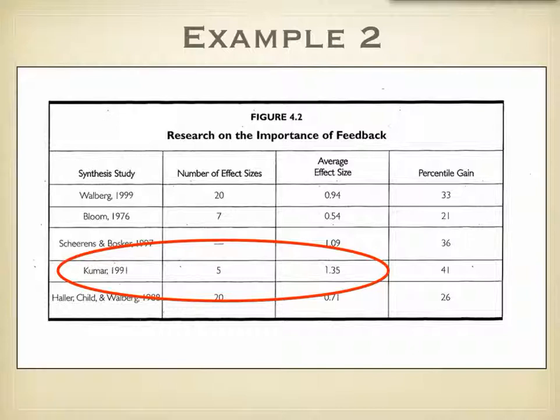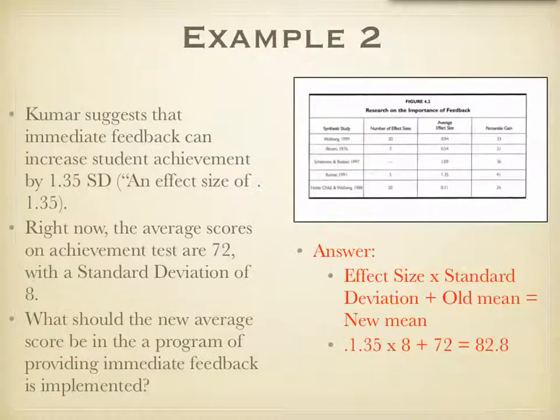And all throughout Marzano, he has all these charts. Here's another one. The importance of feedback, giving consistent and immediate feedback to students as they're trying to learn new concepts, has a huge effect size. That's 1.3 standard deviation. So you'd expect a huge improvement. So we will do the same thing. Here's a 1.3 standard deviation. The average test score was 72. Here's the standard deviation. What would the new average be under this new instructional strategy? Well, we expect to improve from an average of 72 to an average of 82.8.